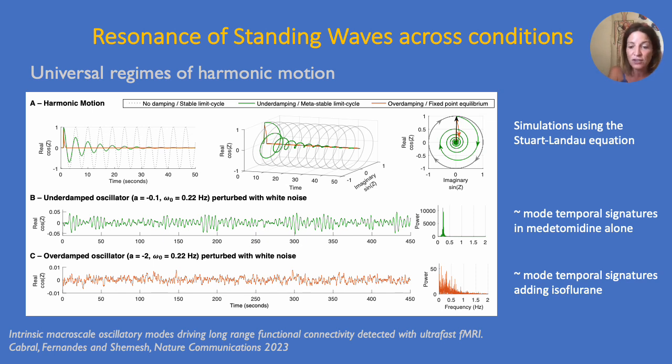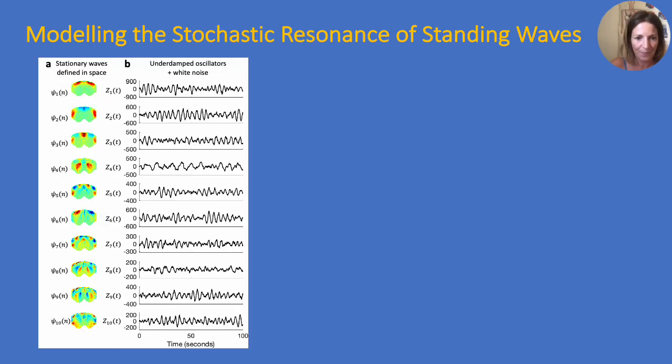Now, if the system is overdamped, we don't see this peak anymore. So clearly, the spectrum is more broad, but still peaks at lower frequencies. So we find that the temporal signature of an underdamped oscillator approximates what we observe in the mechanistic response of the standing waves. And with high damping, we find that it approximates what we see with isoflurane anesthesia.